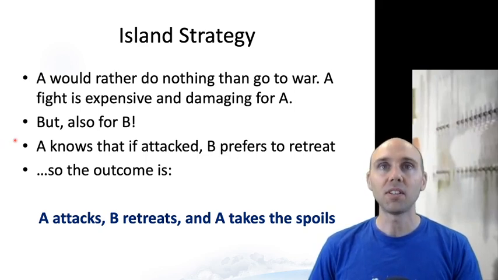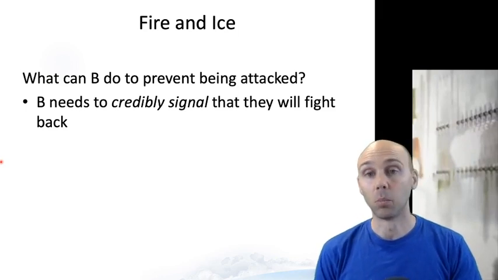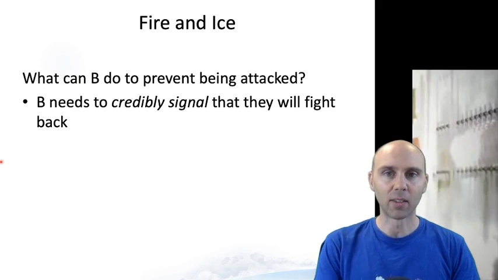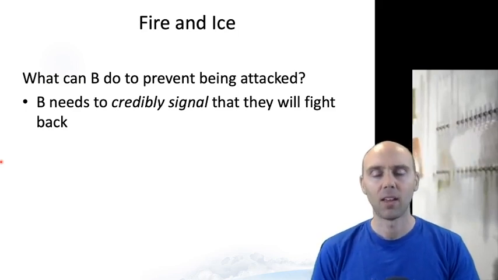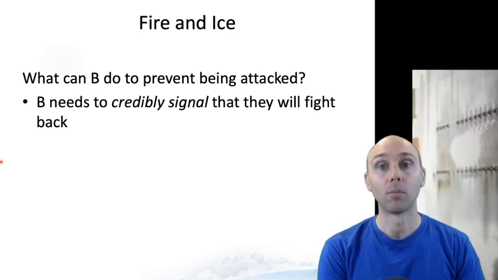So then the question is, what can B do to prevent being attacked? B needs to credibly signal that they will fight back. Now they can bluff, for example. Maybe they're going to send a messenger to say that we definitely want to fight back. But that's not credible. A can call that bluff.